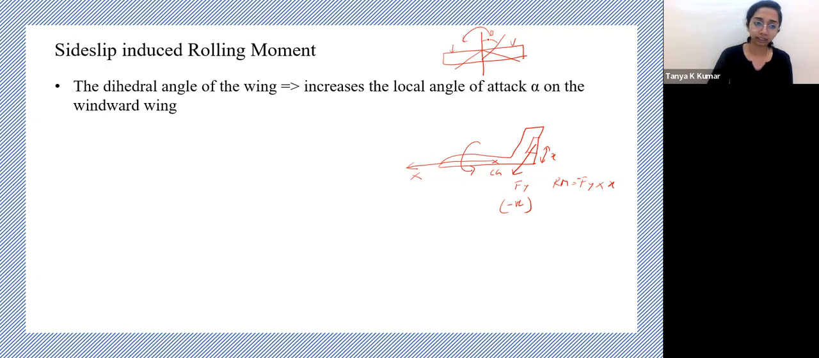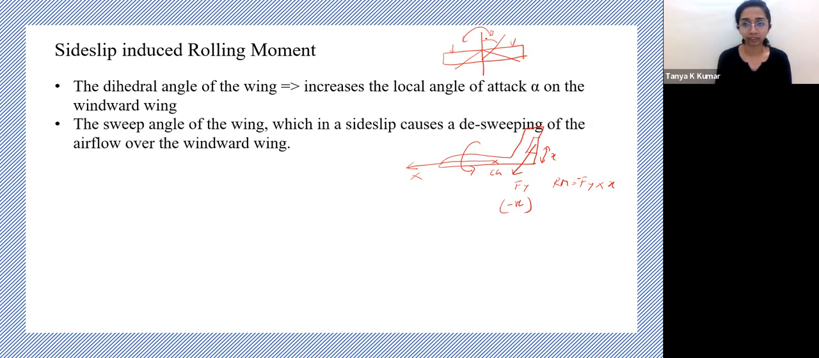Another component is the sweep angle. Okay, this was not the dihedral, that was sweep angle. Similarly, the dihedral and the sweep both increase the angle of attack on the windward side. This is the windward side, the wing that faces the wind. So it introduces a slight increase, a delta alpha in both cases, which is proportional to the side slip angle beta. It increases the lift produced on the windward wing and decreases the lift produced on the leeward wing, which causes a negative rolling moment.